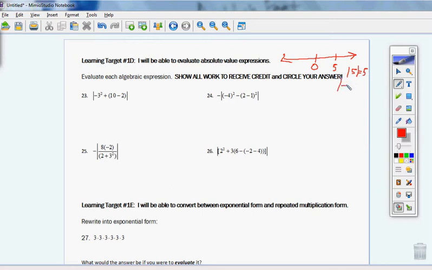But what about how far is -5 from 0? Well, that's over here. How far is it? The same distance. So it's actually also a 5. So think about that concept when we go in here.